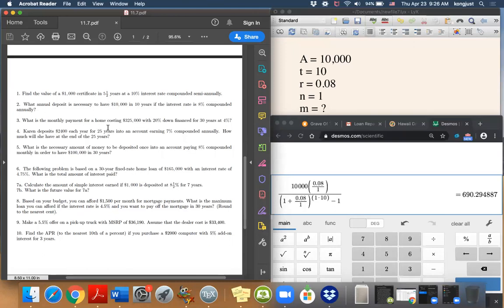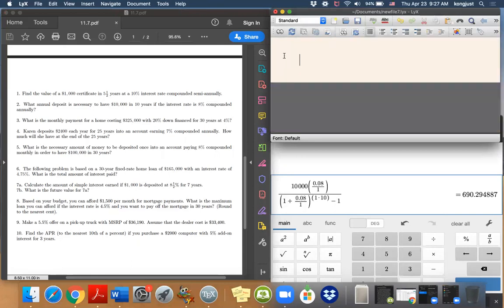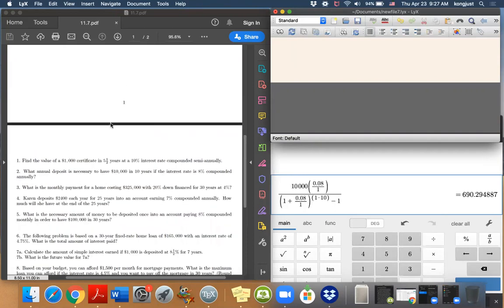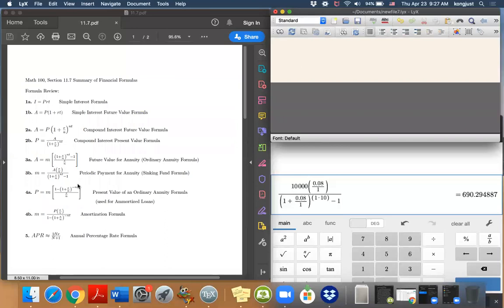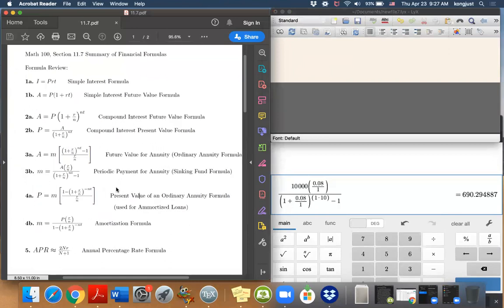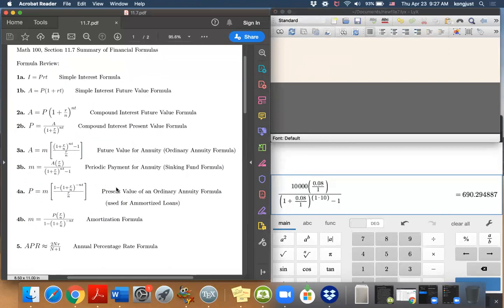Number 3 then. What is the monthly payment for a home costing $325,000 with 20% down, financed for 30 years at 4%? Okay, so we just did questions like this last section, right? This is a mortgage, so you have a big loan, and you want to know what the monthly payment is. So that would be, which one? The amortization one? Yeah, exactly.